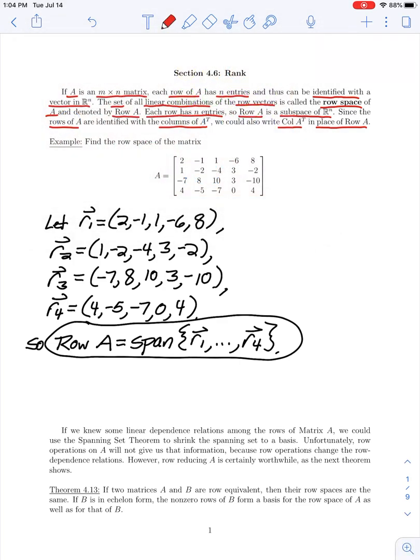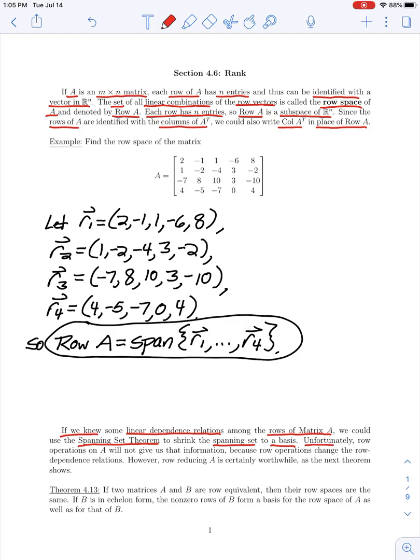Now, for this example, if we knew some linear dependence relations among the rows of this matrix A, then we could make use of the spanning set theorem to shrink that spanning set down to a basis. Recall that a basis is a spanning set of vectors which are all linearly independent, or a minimal spanning set for our space. Here we don't happen to know any linear dependence relations among these four row vectors. It's not clear whether one is a scalar multiple of the three others.